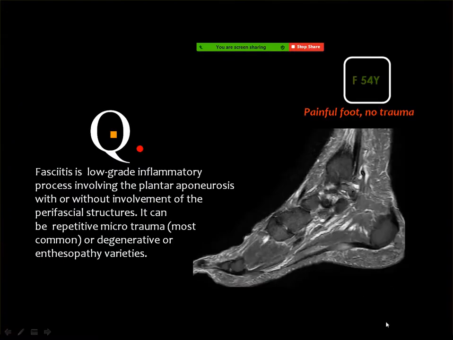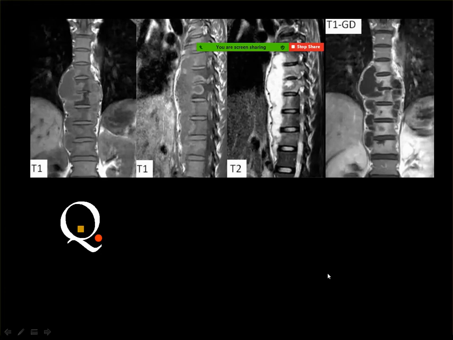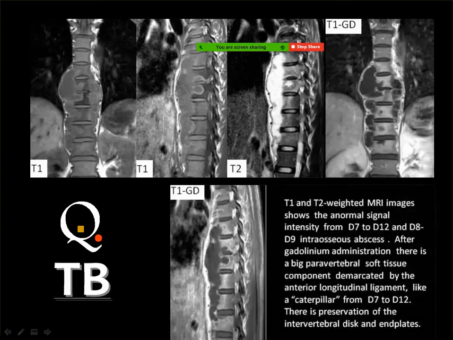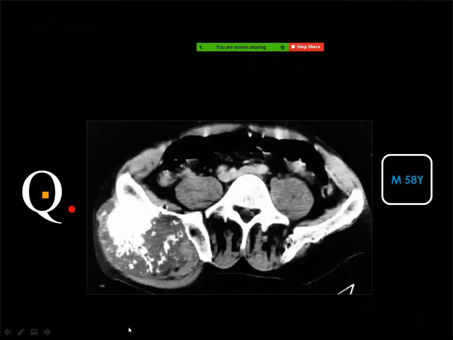So we have finished the plantar fasciitis case, and then we move to this case with a spinal lesion, an extensive spinal lesion in the dorsal spine, and this is T1, T2, and T1 post contrast. Some axial images, and this is TB of course. You remember that in TB of the spine, one of the signs is the extensive subligamentous spread, and this is a characteristic in this case.